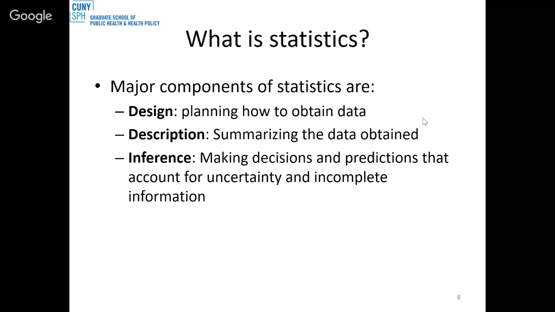And finally, inference, making decisions and predictions that account for the uncertainty of your data and the incompleteness of your data. And this incompleteness and uncertainty is a key part of statistics, and dealing with the fact that in real life, we don't have perfect data and we don't have complete data. We tend to have some small bit of data from the whole world and all of the things that we might have been able to collect if we had infinite money and infinite time.